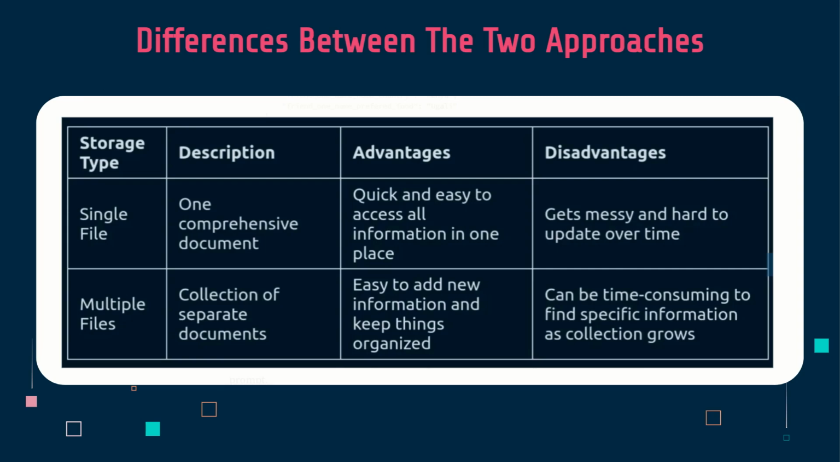So what's the difference between single and multiple file storage? Let's look at the description first. Single: one comprehensive document which stores all the information. Multiple: a collection of documents, and each document stores a piece of information. And then we have advantages: single is quick and easy to understand. For multiple, it can be difficult to manage and to query, right? So these are some of the advantages and disadvantages.